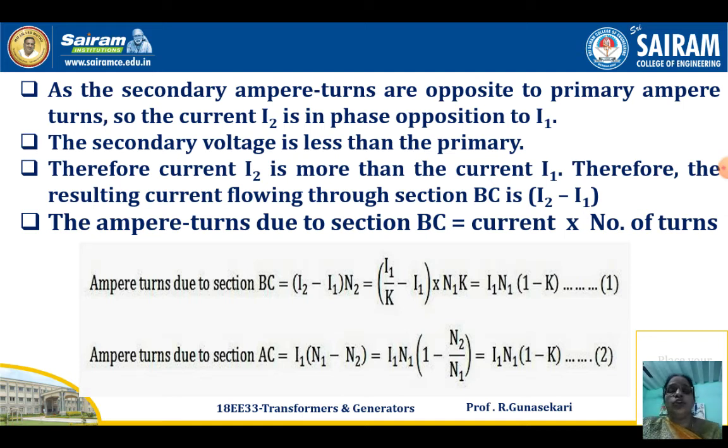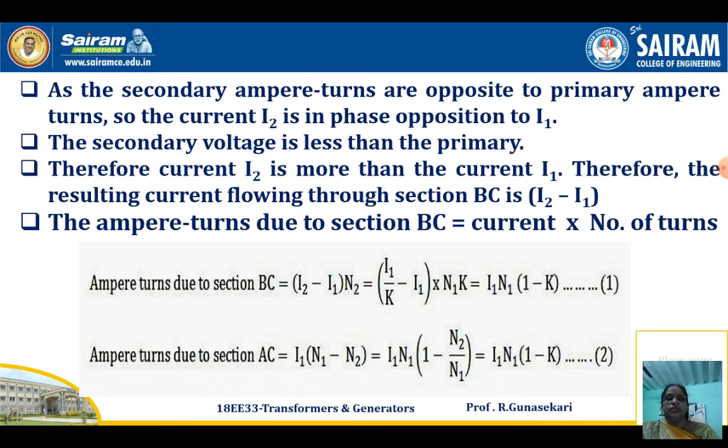The secondary voltage is less than the primary only. The current I2 is more than the current I1. So therefore the current flowing through the section is I2 minus I1 only. So therefore the ampere turns due to section BC is equal to (I2 minus I1) N2, that is (I1 by K minus I1) into N1 K, that is equal to I1 N1 (1 minus K).